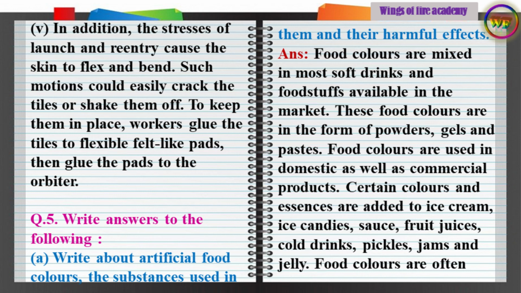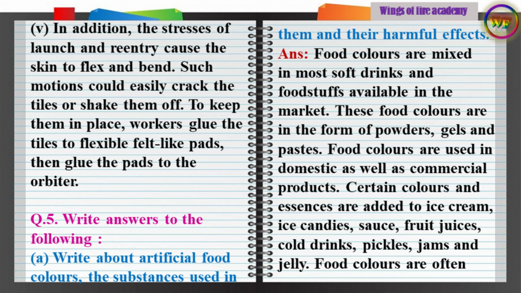Answer. Food colors are mixed in most soft drinks and foodstuffs available in the market. These food colors are in the form of powders, gels and pastes. Food colors are used in domestic as well as commercial products. Certain colors and essences are added to ice cream, ice candies, sauce, fruit juices, cold drinks, pickles, jams and jelly.